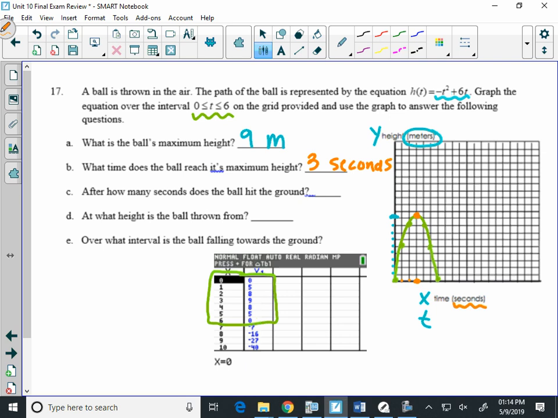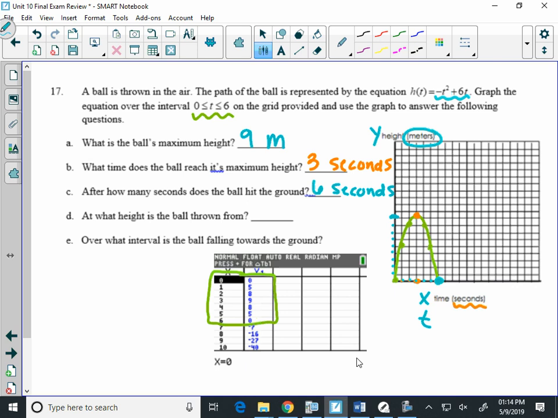After how many seconds does the ball hit the ground? Okay, well, again, go to your graph. Here at this blue point is where the ball hits the ground. If we count, that's 1, 2, 3, 4, 5, 6. At 6 seconds, the ball hits the ground.